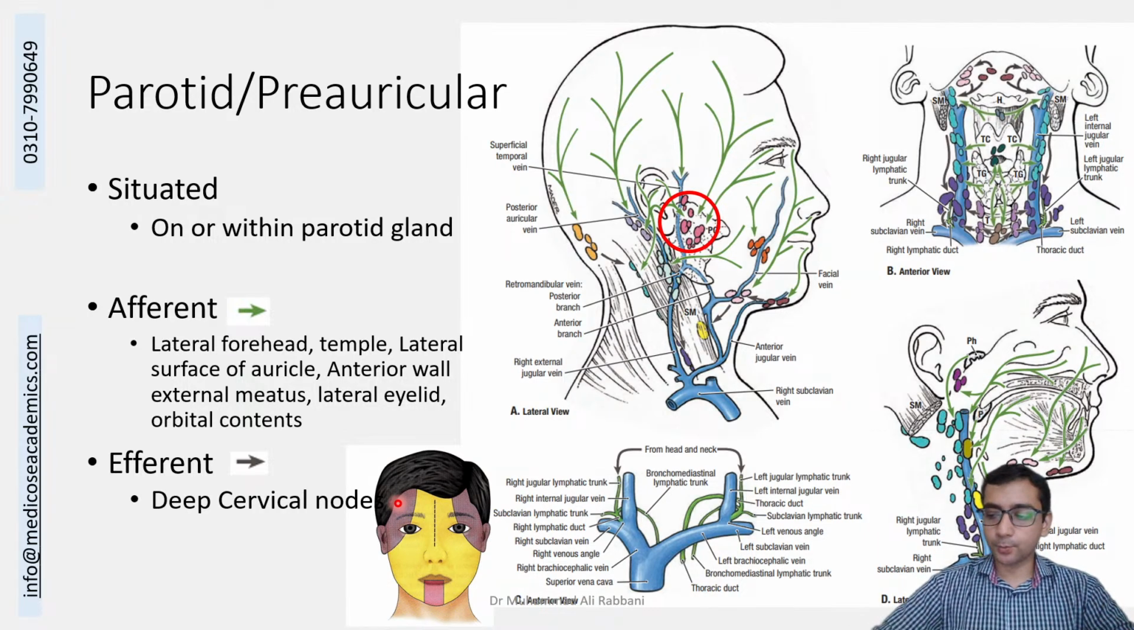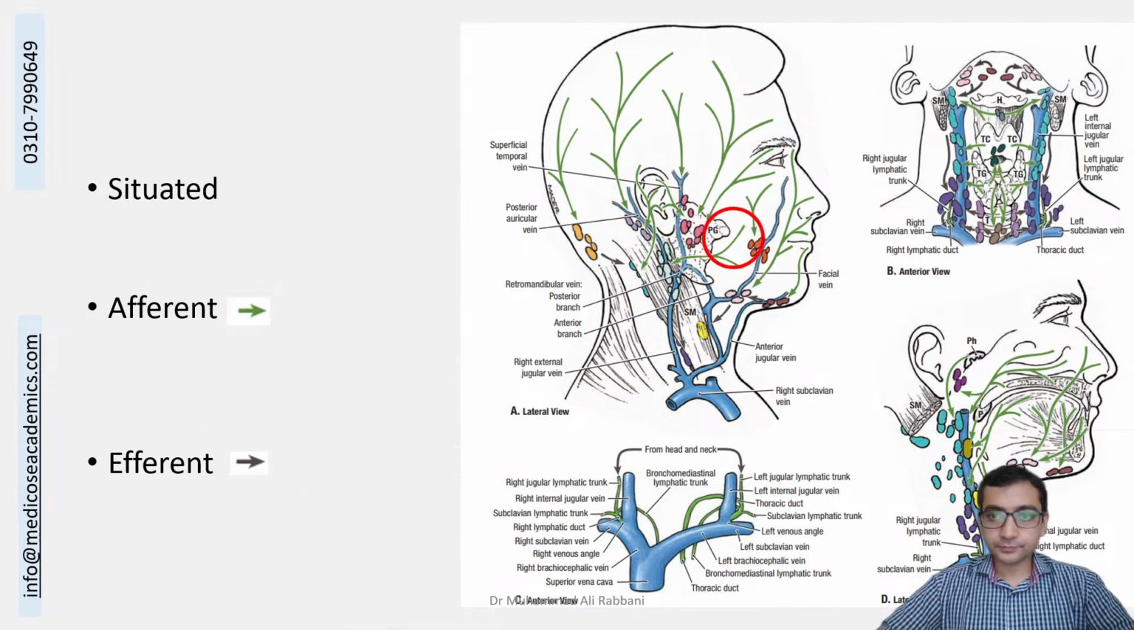So this is the parotid group of nodes. It is receiving the lateral aspect of the temple, lateral aspect of the orbital cavity, lateral aspect of the forehead, the temple region, and a part of the external auditory meatus, especially the anterior one. And it is itself going and draining into the deep group of lymph nodes, the deep cervical lymph nodes.